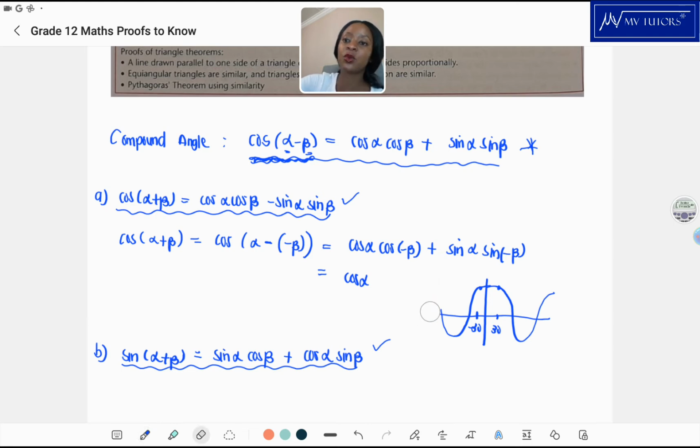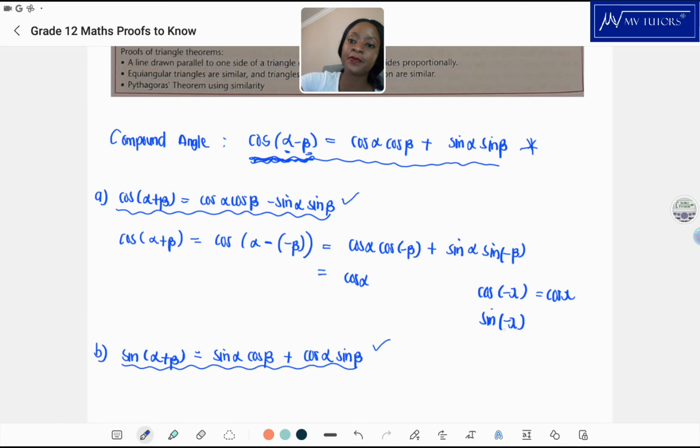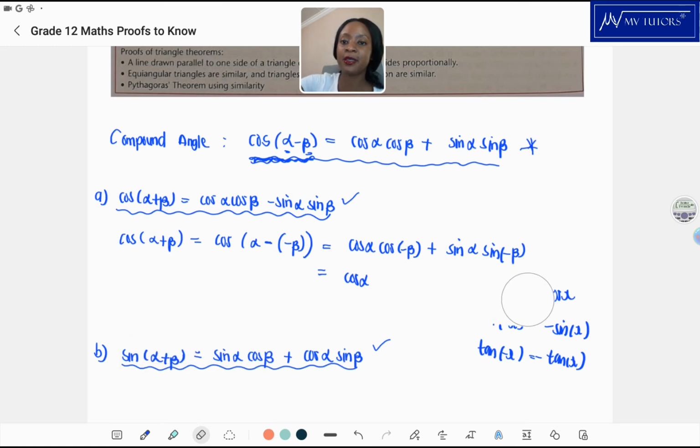Okay, so unlike sine and tan, where sine of a negative angle is equal to negative sine of that angle, for cos, if you have cos of a negative angle, it'll just be positive cos of that angle. If we have sine of a negative angle, you would have negative sine of that angle, as well as with tan of a negative angle, that would be negative tan of that angle. Okay, I hope you know that. So we can just remove that and continue with the proof.